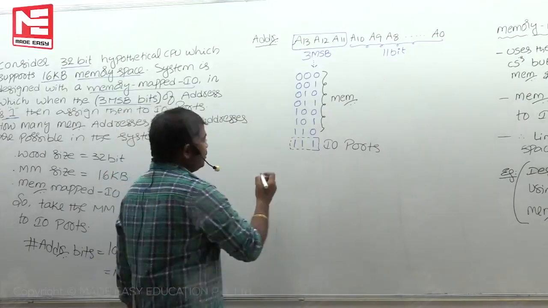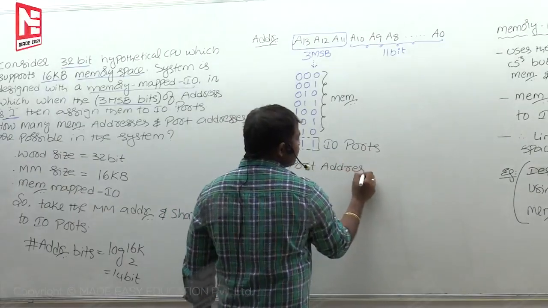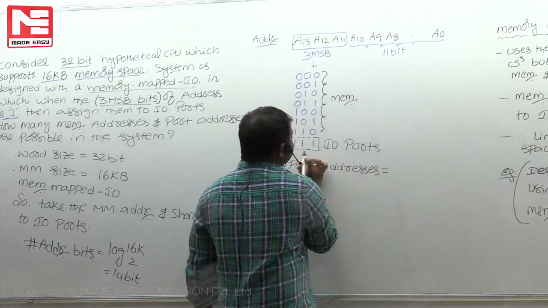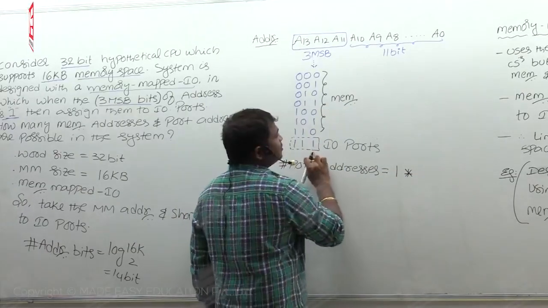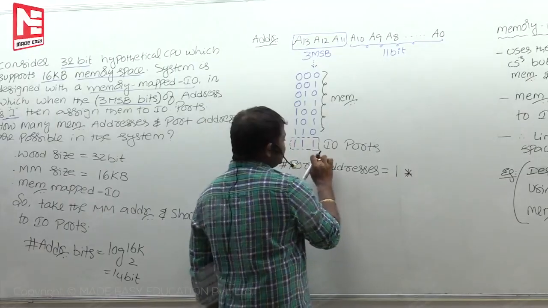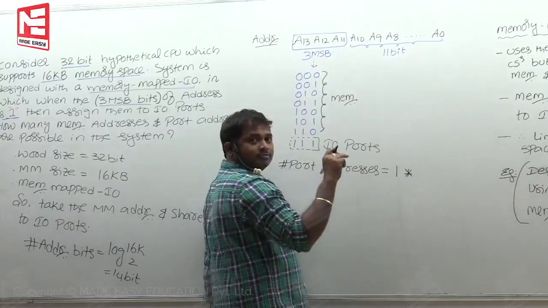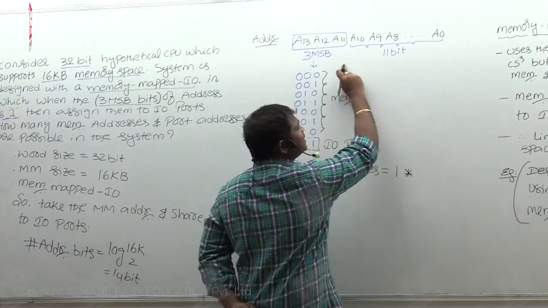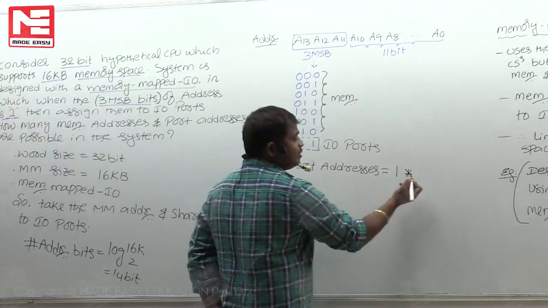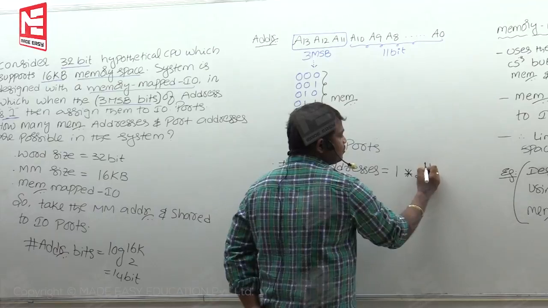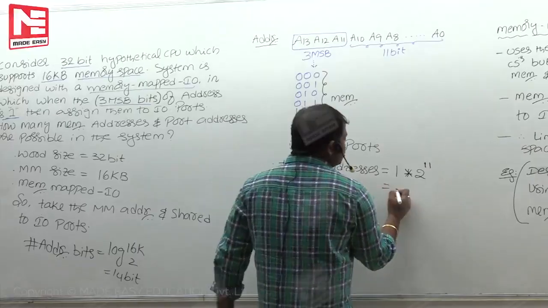Is it okay? Now, number of port addresses equal to how many combinations contain all ones? Only one, in these 3 bits. Okay. First 3 bits we have taken. From the first 3 bits only one combination is there with all ones. But actual address is how many bit address? 14-bit address. When we have taken 3 bits, remaining bits are 11. So 11 bit combination is 2 power 11. Correct na? That means 2048.